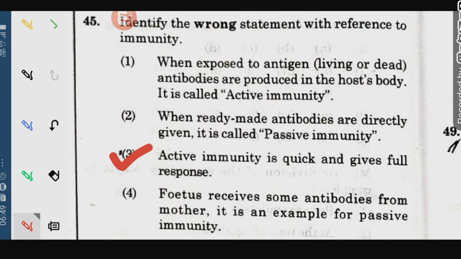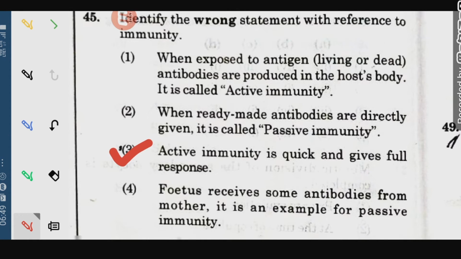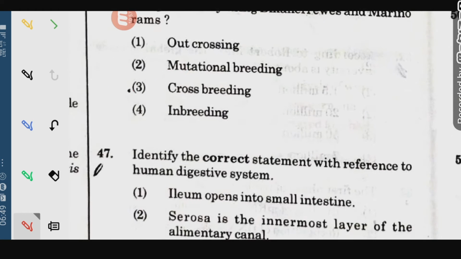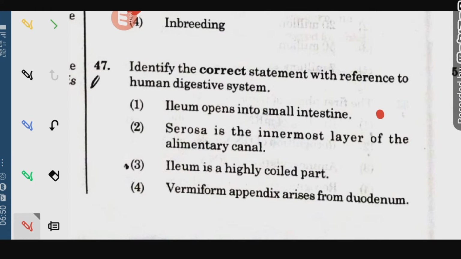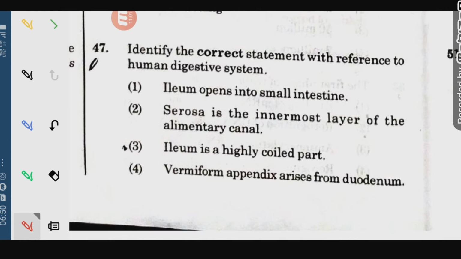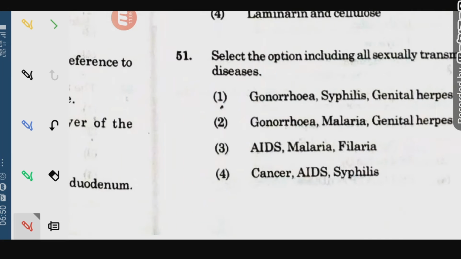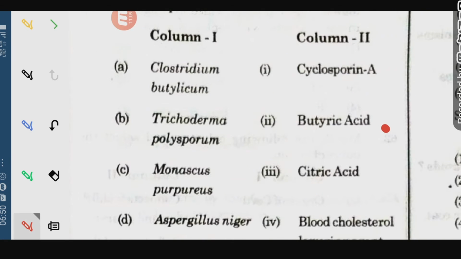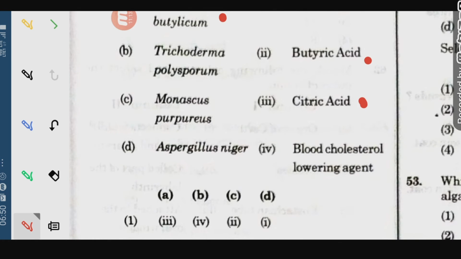Then what would be this answer? It would be crossbreeding. Then identify the correct statement with reference to human digestion. See, ileum is the most coiled part of human intestine. So let's move on to the next question. Clostridium butyricum is associated with butyric acid. Okay, so even with the first one, we can match it. The question is very easy this year.